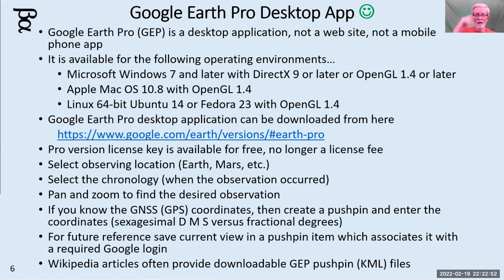You can set your observing location. Do you want to observe the Earth from the Earth? Do you want to observe Mars from Mars? So you can essentially position yourself over Mars and look at Mars, or over the moon and look at the moon.